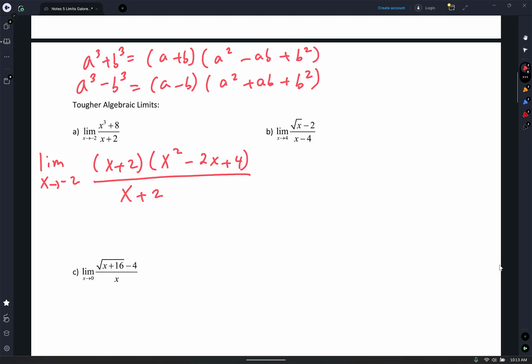I notice that I have a common factor. What can I cancel out? Now I can do direct substitution. So let's see. -2 squared is 4. -2 times another -2 is another 4, plus 4. So 4 plus 4 plus 4, what's that? There's my limit.